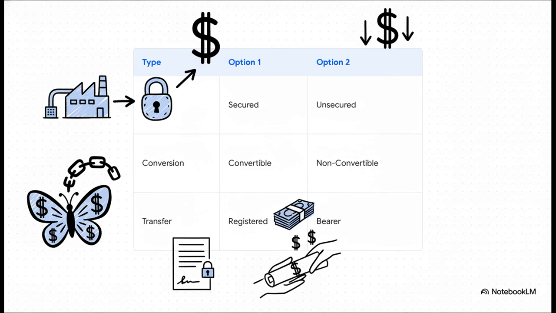And finally, transferability. Registered debentures have your name officially on file, meaning you need the company's okay to transfer them. Bearer debentures, whoever physically holds the paper, owns the debt. So definitely don't drop those on your walk home.